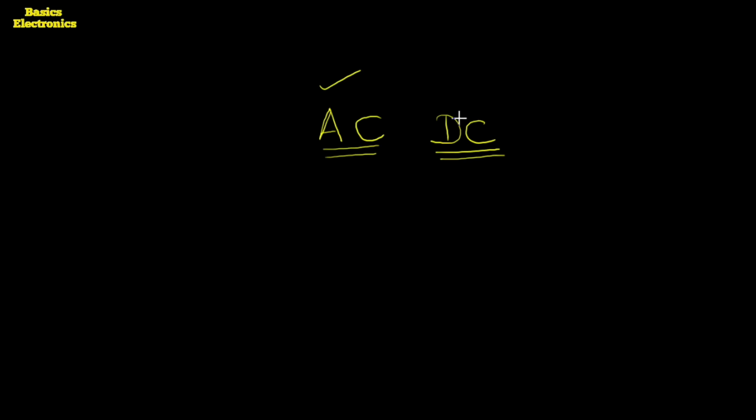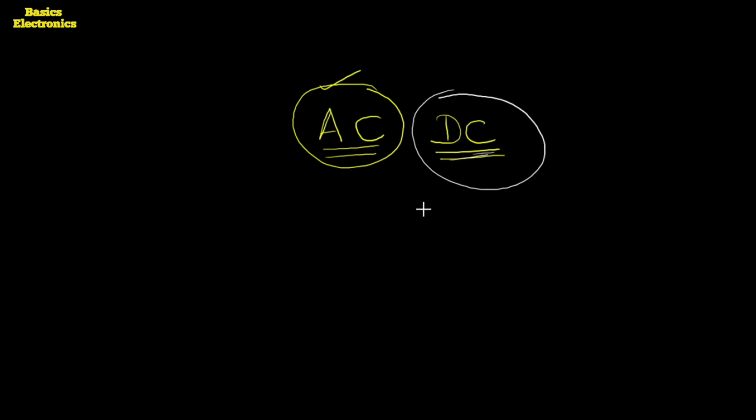AC means alternating current, alternating meaning having alternation. I will provide the complete details about AC, and also a comparison of AC and DC, in another video lecture. But for now we only need to consider the DC power supply, and we have to design its block diagram to obtain the DC output voltage.